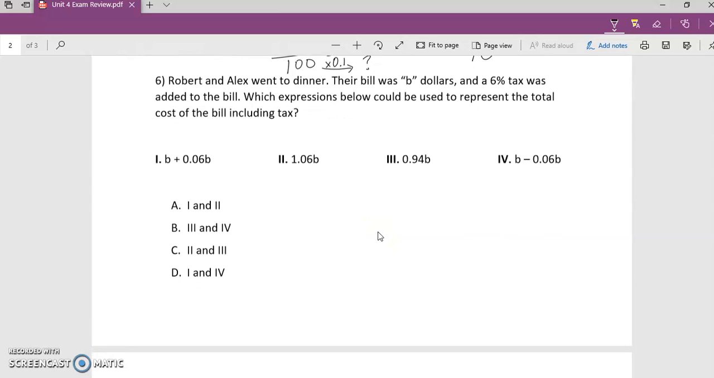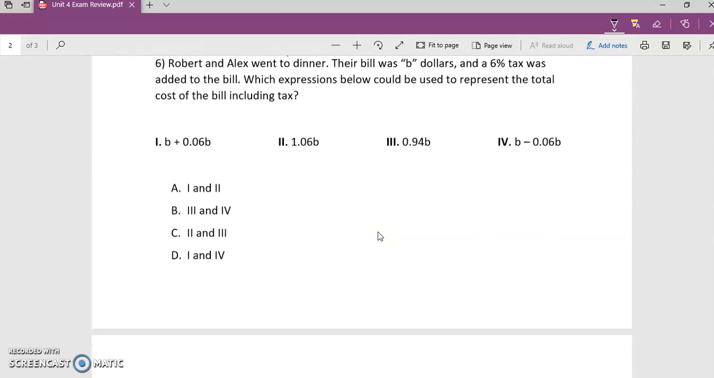Okay, number 6. Robert and Alex went to dinner. Their bill was $B. So the bill is represented by the letter B. And then it says a 6% tax was added. And the key word right there is added. It says, which expressions below could be used to represent the total cost of the bill, including tax? So I know that 100% of the bill is letter B. The taxes are 6%.